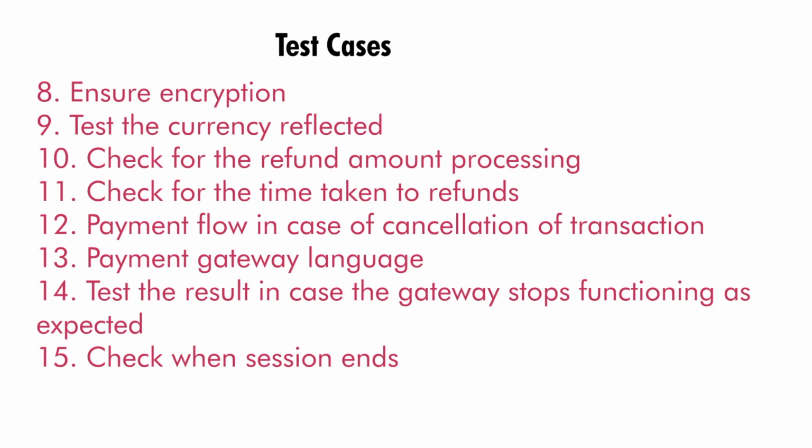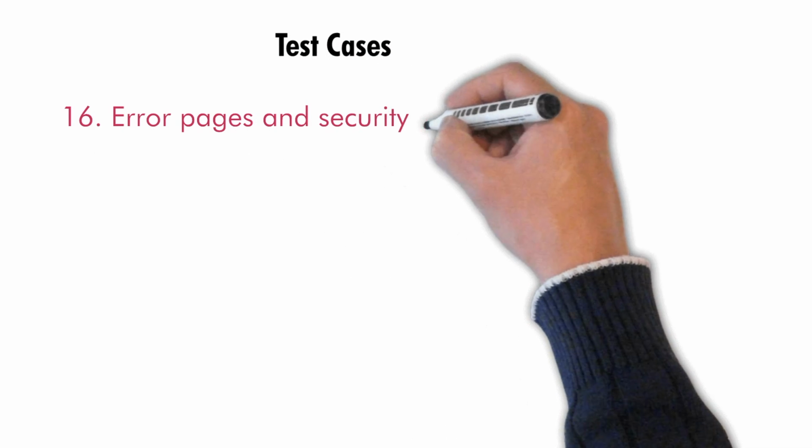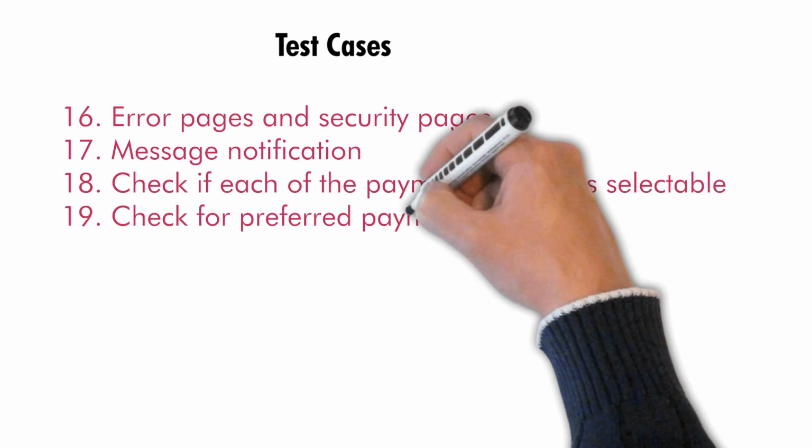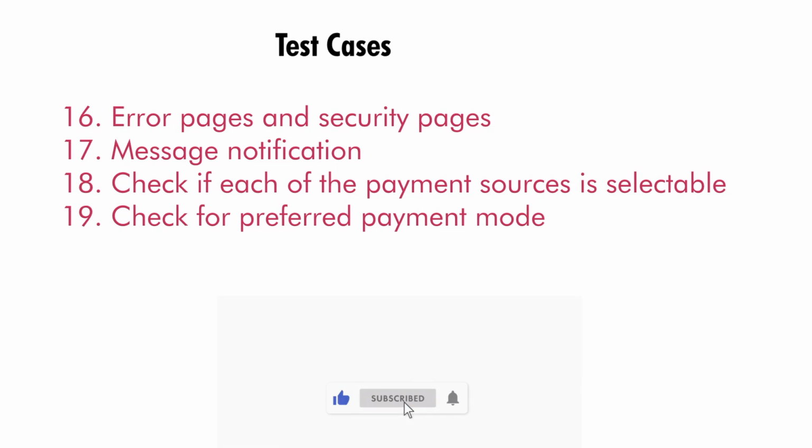Test changing payment gateway languages. Test the result in the case the gateway stops functioning as expected during the transaction. Check the result of the payment process when the session ends. Check for error pages and security pages during the payment process. Look at the messages sent to the user and merchant for a successful transaction. Check if each of the payment sources is selectable or not. Verify whether the payment gateway defaults to the preferred payment or not.